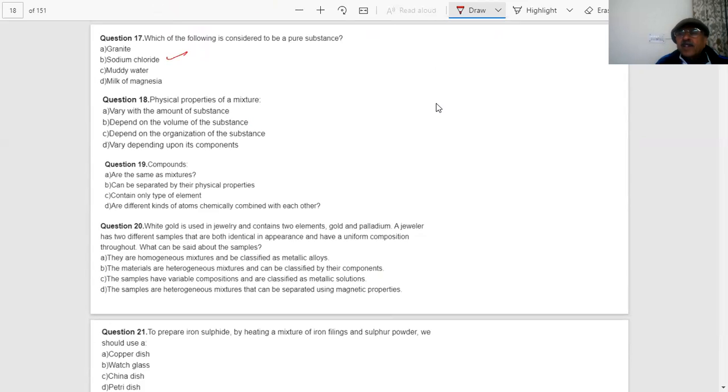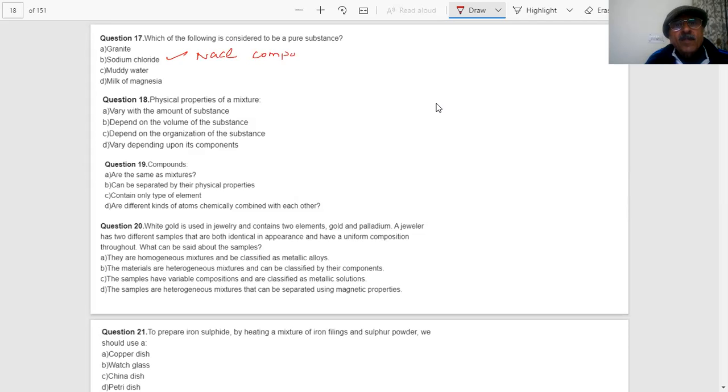Granite, yes. What is granite? You know what is granite? Granite, which we used for flooring also, students. It has limestone and so many other things may be present in that. NaCl is a compound.